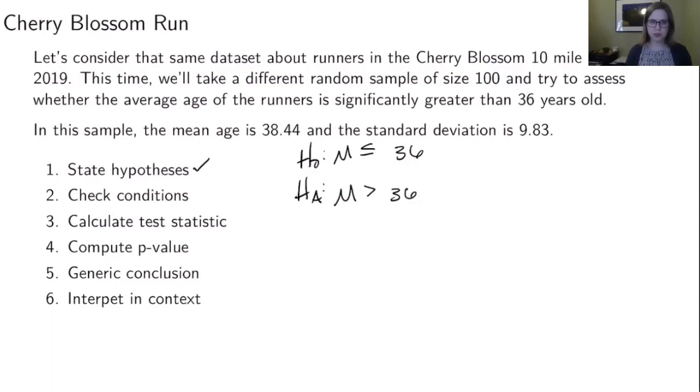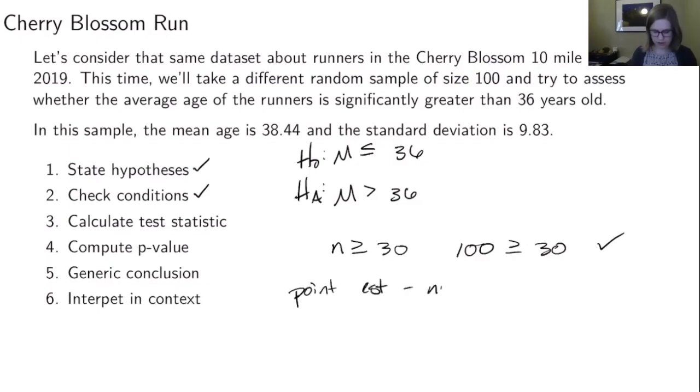Next we need to check our conditions. We need to check if n is greater than or equal to 30, and 100 is greater than or equal to 30. So the conditions are met. The next thing we need to do is calculate our test statistic. That's our point estimate minus our null value over the standard error.